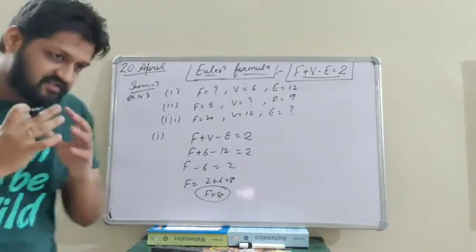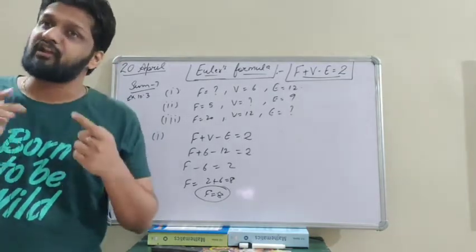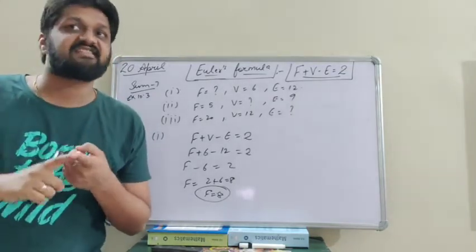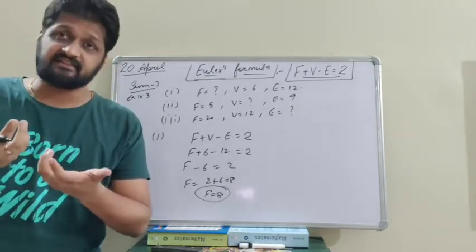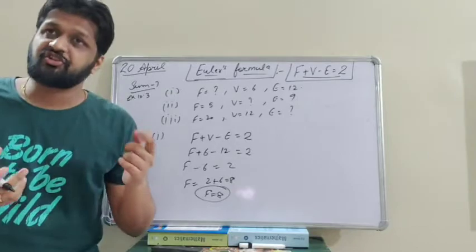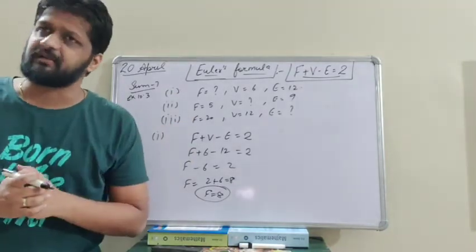So basically Euler's formula tells us the relationship between faces, edges and vertices. Euler is a mathematician who tells us about the relationship between faces, edges and vertices for a given solid shape.